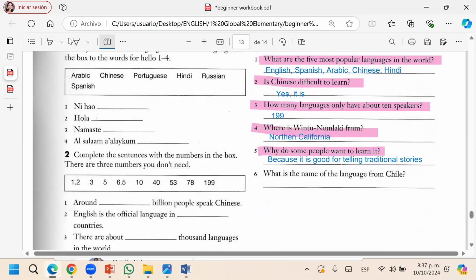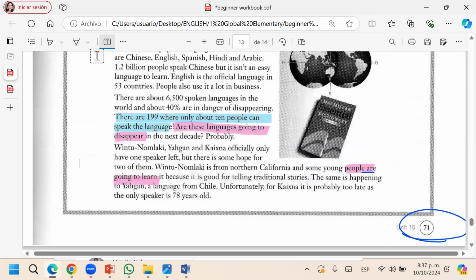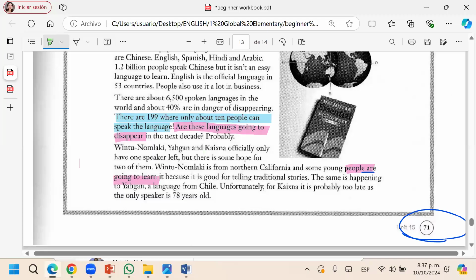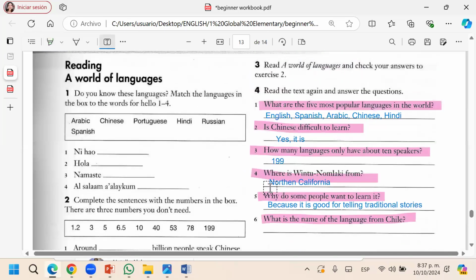And what's the name of the language that is from Chile? Look, the language from Chile, it's this, Yagan. Yagan is the language from Chile.